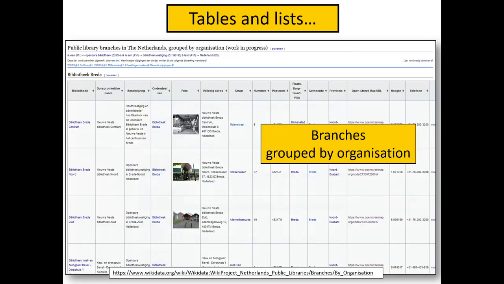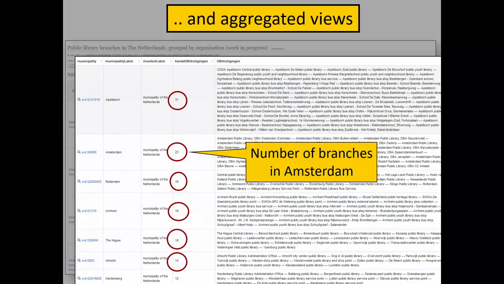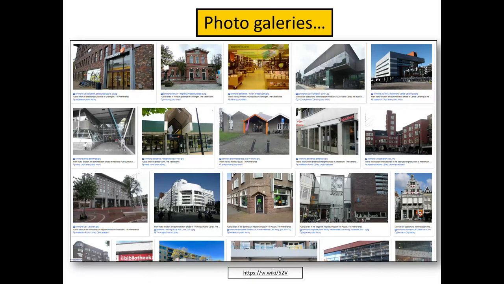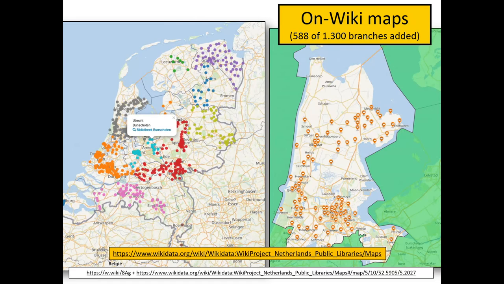And then you can really easily, as we all know, generate some Listeria lists with public libraries grouped by organizations, for instance. Using SPARQL queries, you can also do aggregation on data, let's say, give me all the municipalities in the Netherlands and the number of library branches in each municipality. With one click, you can make these kinds of photo galleries. And what I set out to do first, you can really create these kinds of maps. And you might wonder, are there any libraries here or there? There are, but they're not yet in Wikidata. We're still working on that.